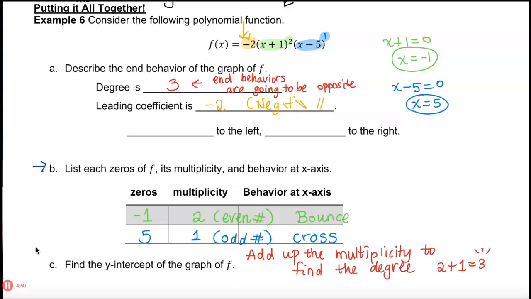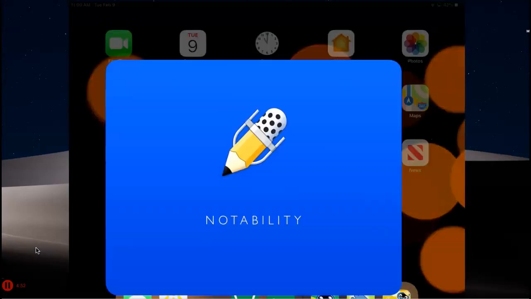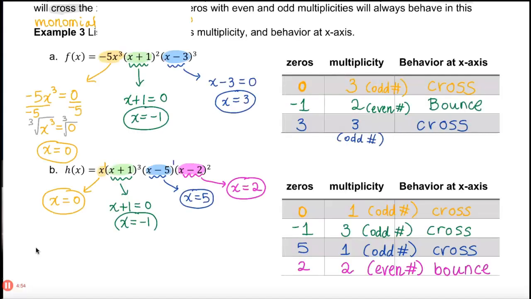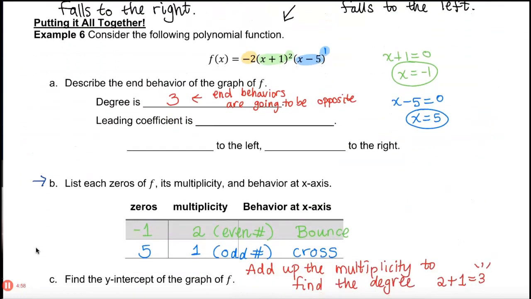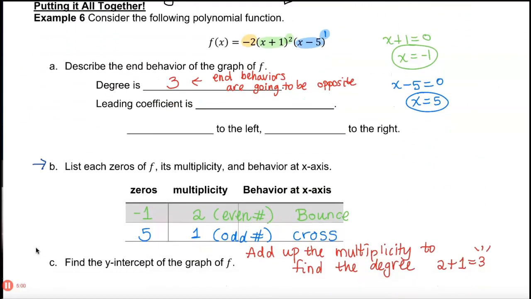I can't stand this app, guys. What in the world is going on? This is slowing down on me too much. I may have to download a new note-taking app. If you guys have a suggestion, just let me know.